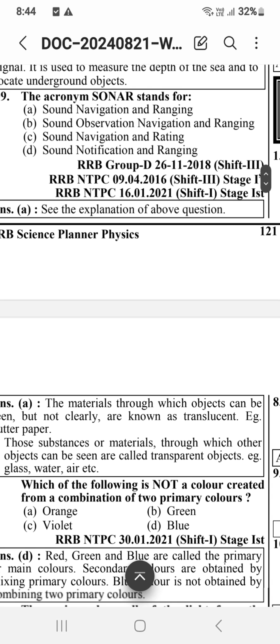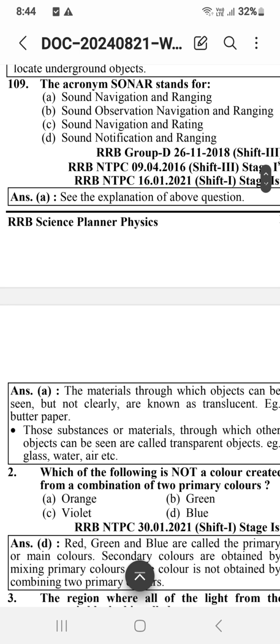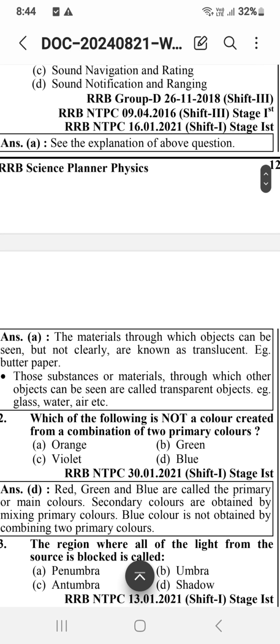Which of the following is not a color created from a combination of the two primary colors? Blue. Red, green, and blue are called the primary or main colors. Secondary colors are obtained by mixing primary colors. Blue color is not obtained by combining two primary colors.